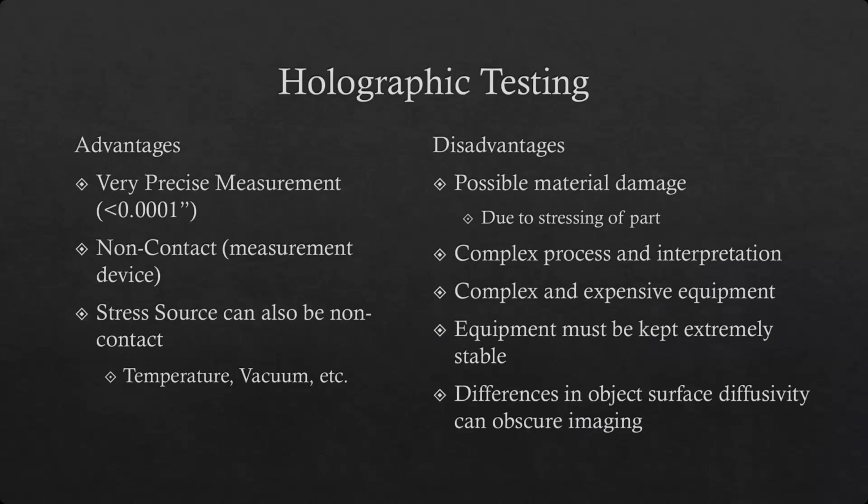You can use something like a heat lamp, or what most of these holographic imagers use is a flash source. So they take an image right before the flash, and then it does a flash that causes a very slight amount of heat, just like in thermography, flash thermography, and it takes the second holographic image during the flash, and then can compare the changes. And so the stress source can be non-contact, making it have a very low chance of damaging whatever it is you're working on.